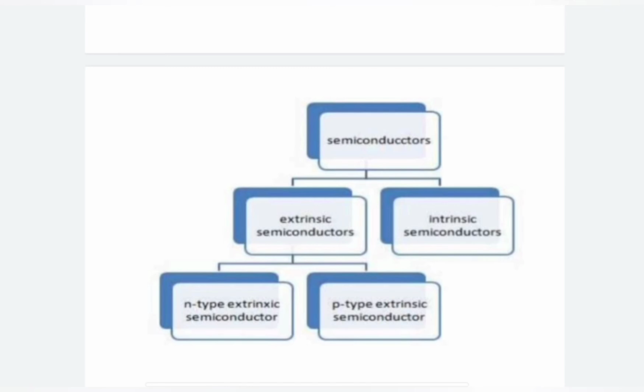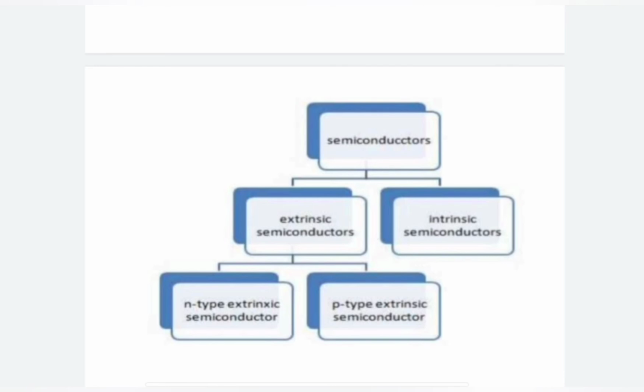Now we will see extrinsic semiconductor. What is the need for extrinsic semiconductor? Due to poor conductivity, or poor conduction of current at room temperature under the influence of an electric field, we are going for extrinsic semiconductor. Here, to increase the conduction of current, we add a certain amount of impurity called dopant to pure semiconductor.